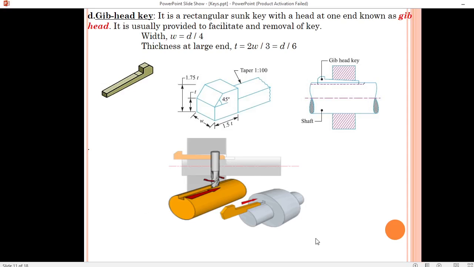So the key is tapered in 1:100 on the top side. Okay.